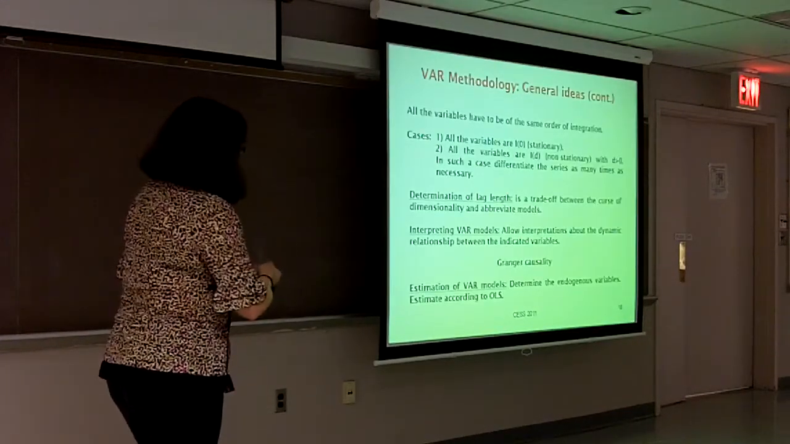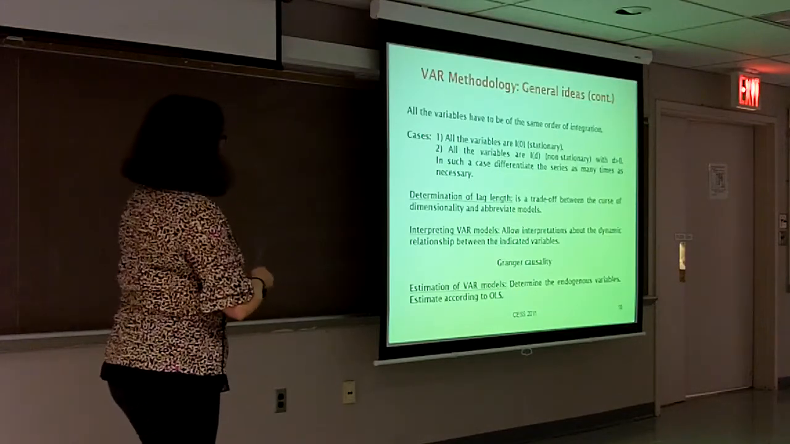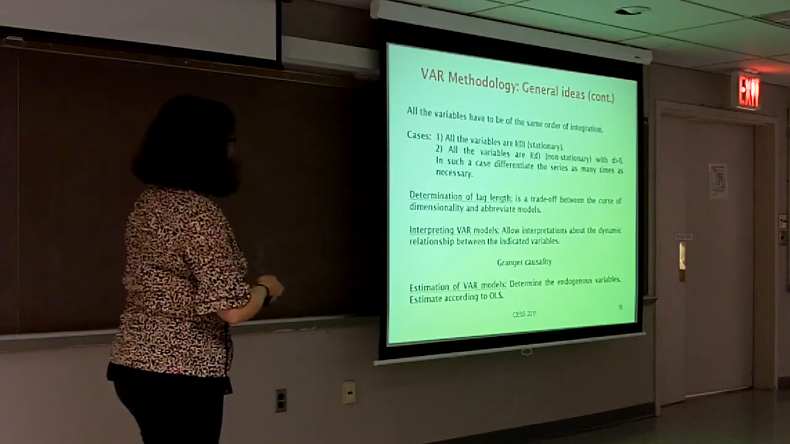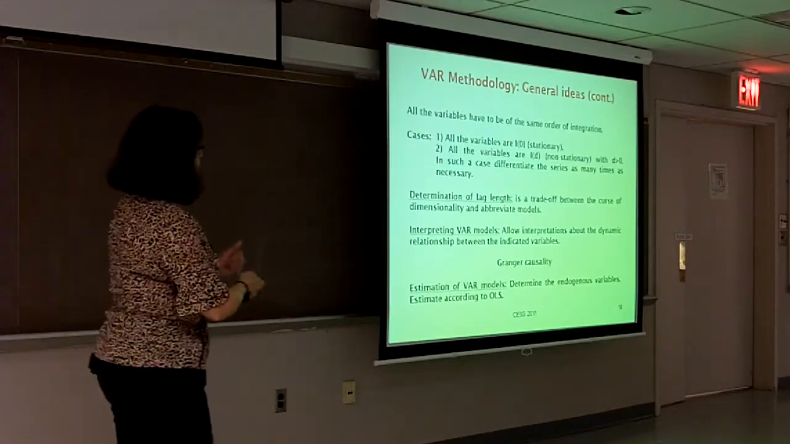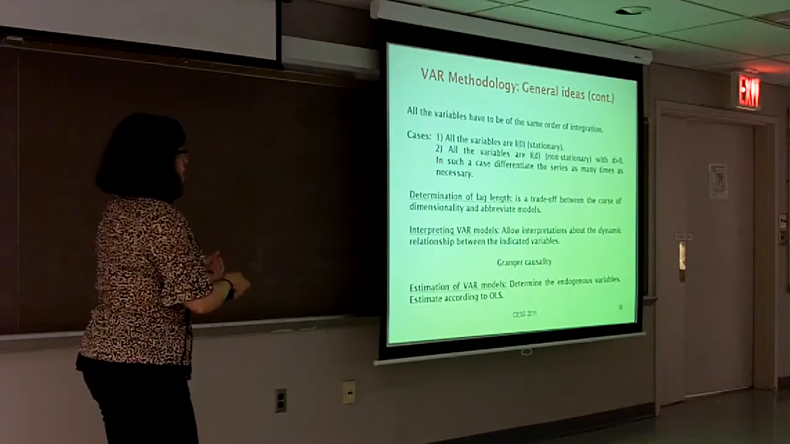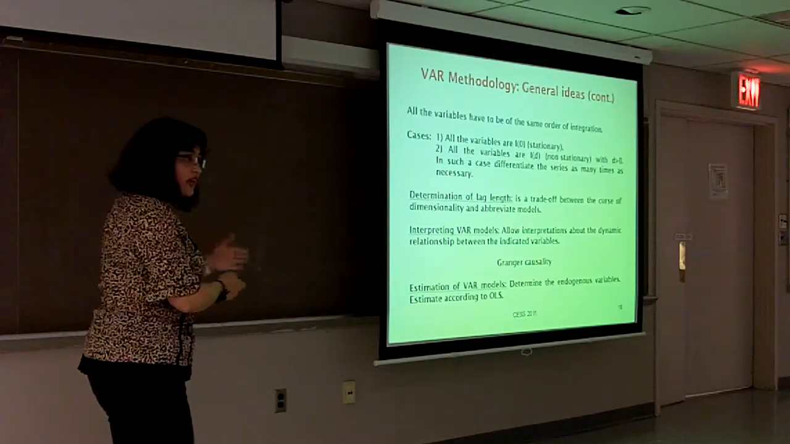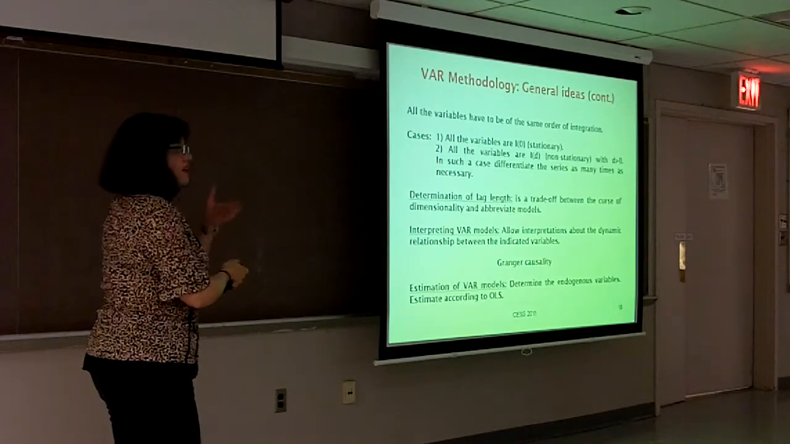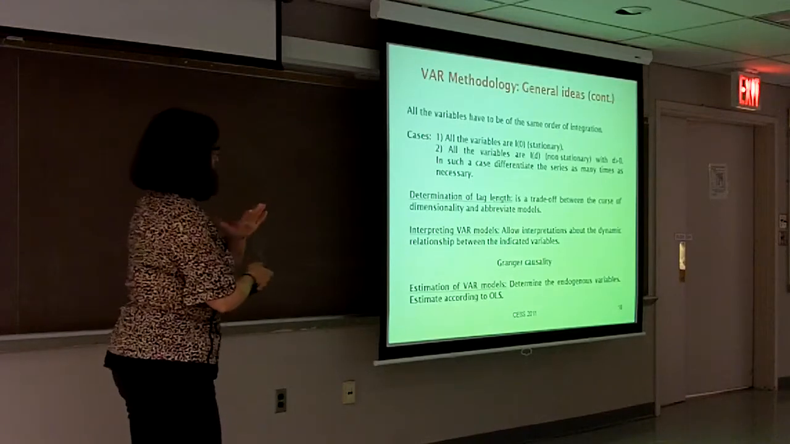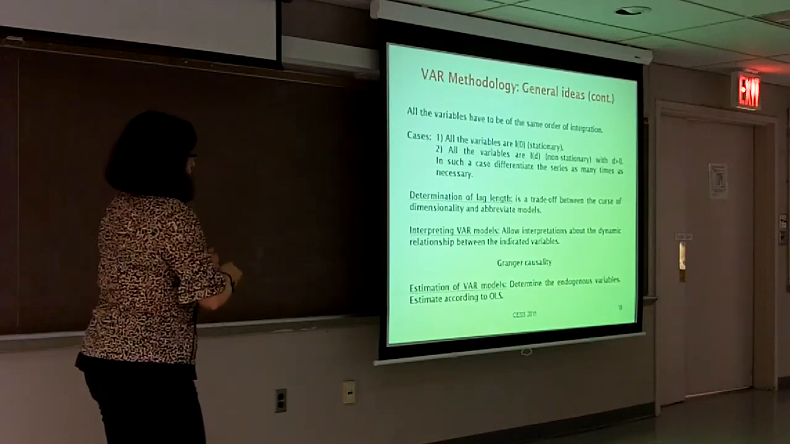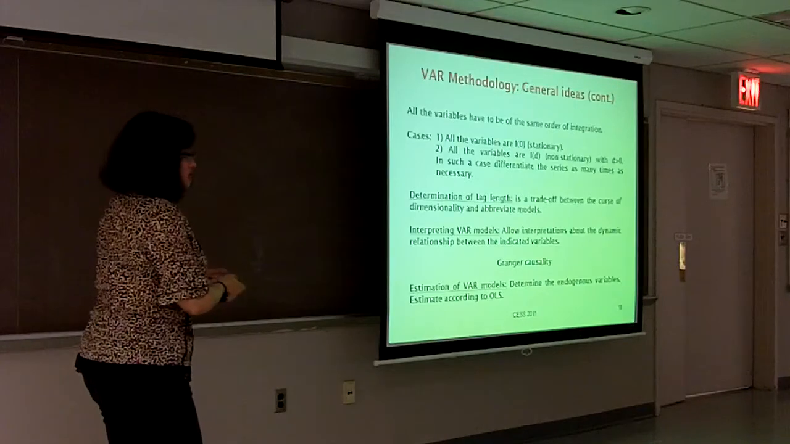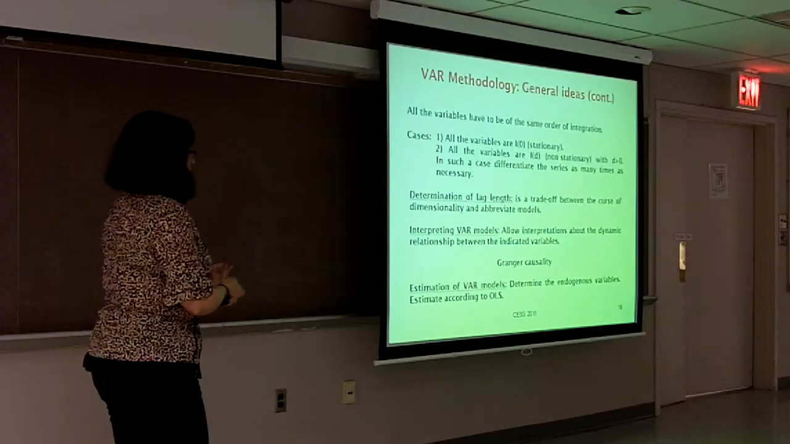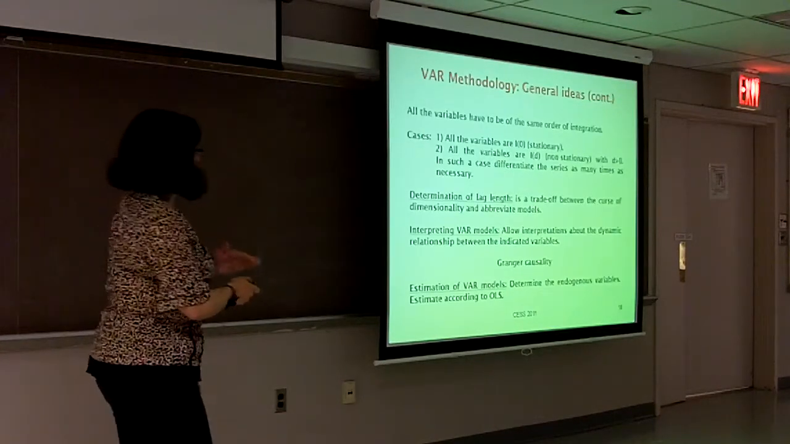So another important thing here is that all the variables that you are including in your model have to be of the same order of integration. What does that exactly mean? Well, you have two cases. The first one is that all the variables are stationary, so that means that they don't have trend, and they don't have to be differenced in order to be stationary. And the other case is that all the variables are non-stationary, so that means that you have to take differences of the series in order to make them stationary.